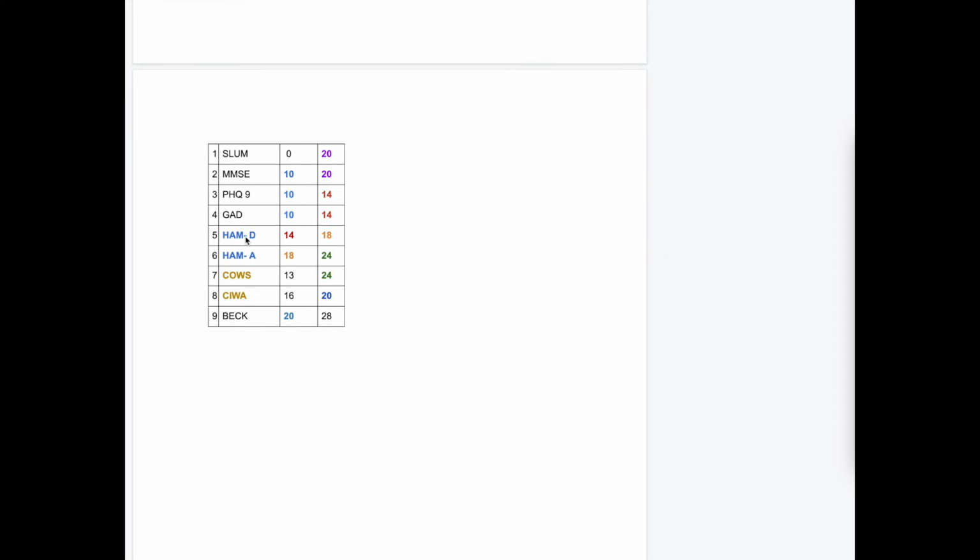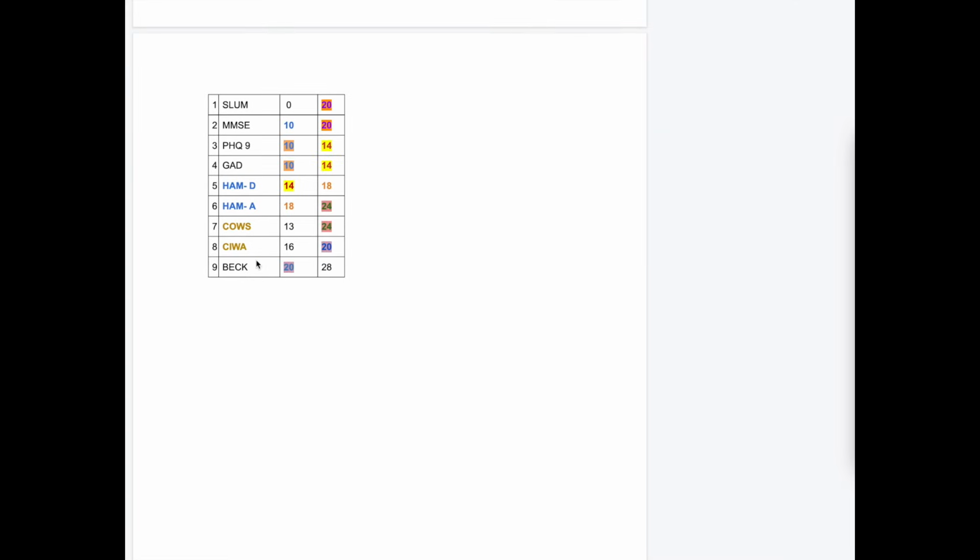So Beck is used for depression. You have PHQ-9, GAD, HAM-D, and Beck. Okay? If you look at it, this is kind of an interesting way. HAM-D and HAM-A are the same category. You put them in as 5 and 6. Or you can put CAGE, which is a substance scale, in the same category. CAGE and SIWA are under the same category.